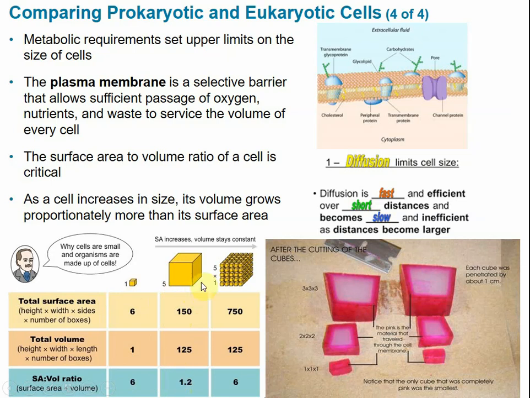However, if we break this down into 1 centimeter cubes, we keep the same volume but increase our surface area. So we increase that ratio back to the original level. So now all of the individual cells are able to obtain what they need from the diffusion.